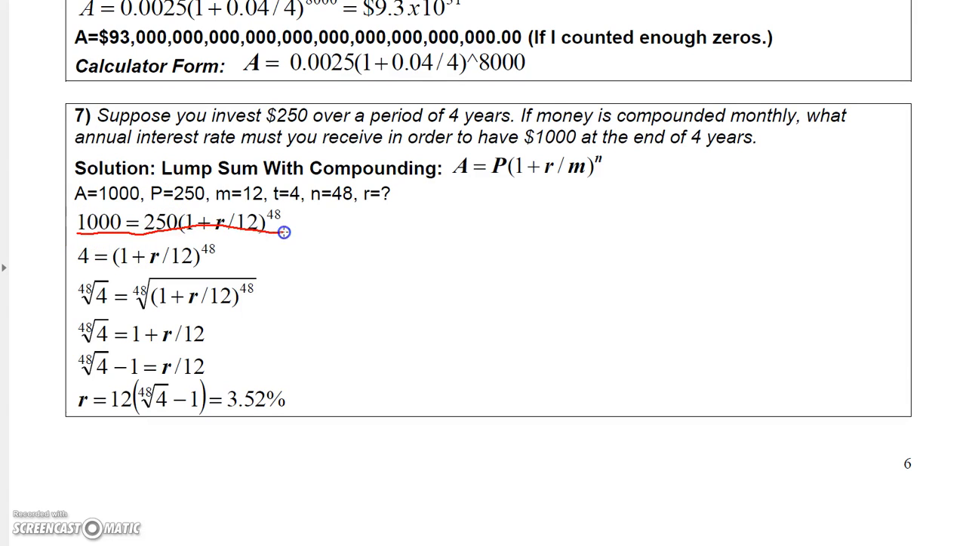If you solve this formula right here, divide both sides by 250 and you get 4 equals 1 plus r over 12 to the 48. Then you have to actually take the 48th root of both sides. So you can Google or YouTube how to do that. And then what you have is the 48th root of 4 equals 1 plus r over 12. And then you can solve that using algebra. Just subtract 1, then multiply by 12 to get your answer, 3.52.